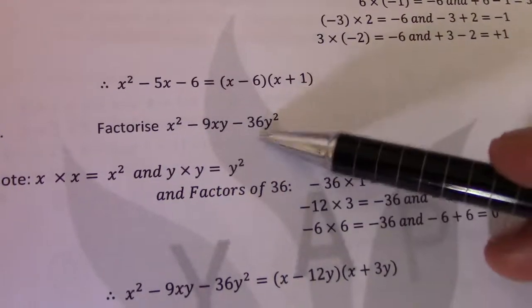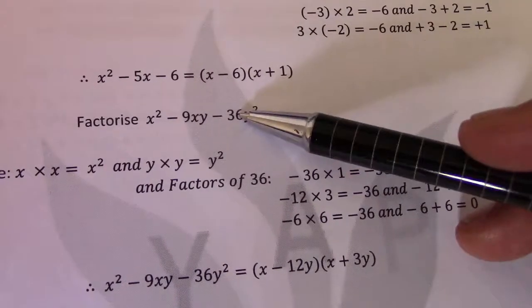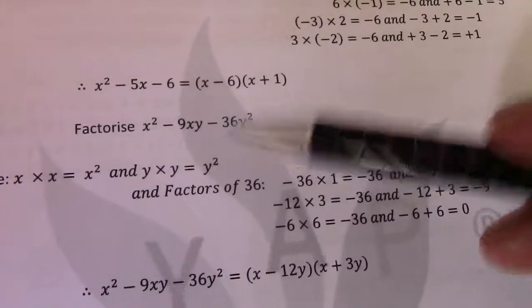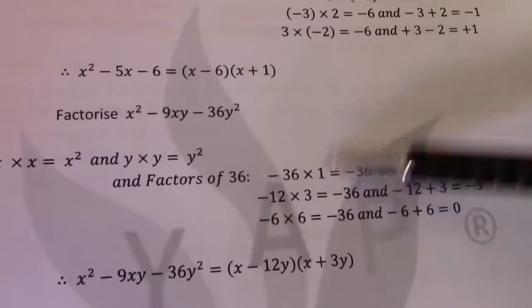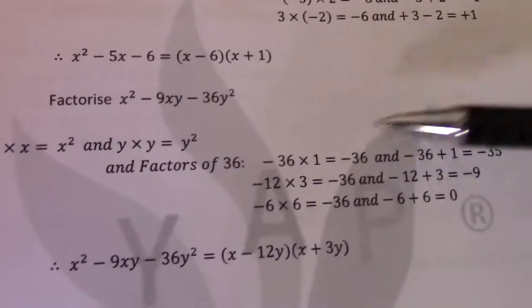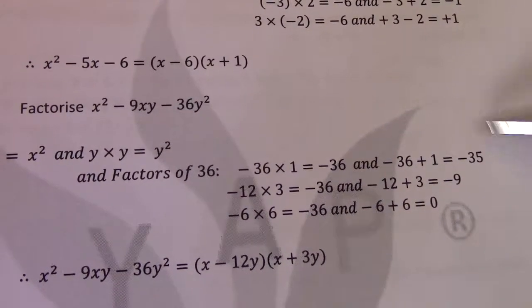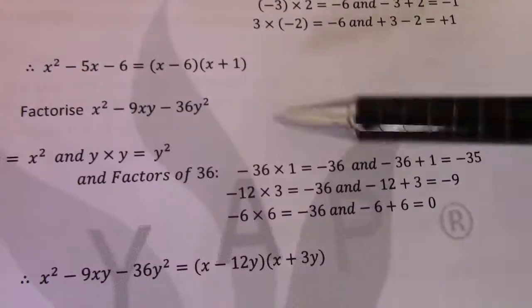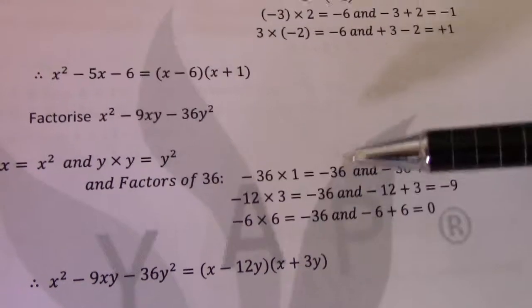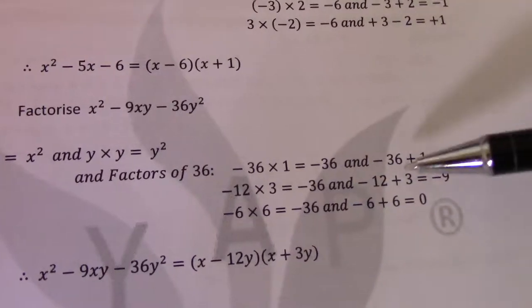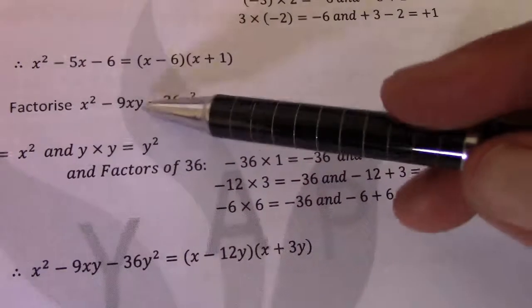Now I have to look at the factors of 36 because that is the last term. Right, minus 36, so one term must be negative, the other one must be positive. Minus 36 times 1 equals minus 36. Minus 36 plus 1 gives me minus 35. Do I want the minus 35? No, so not valid. Next factors, minus 12 times 3 gives me minus 36. Minus 12 plus 3 gives me minus 9.